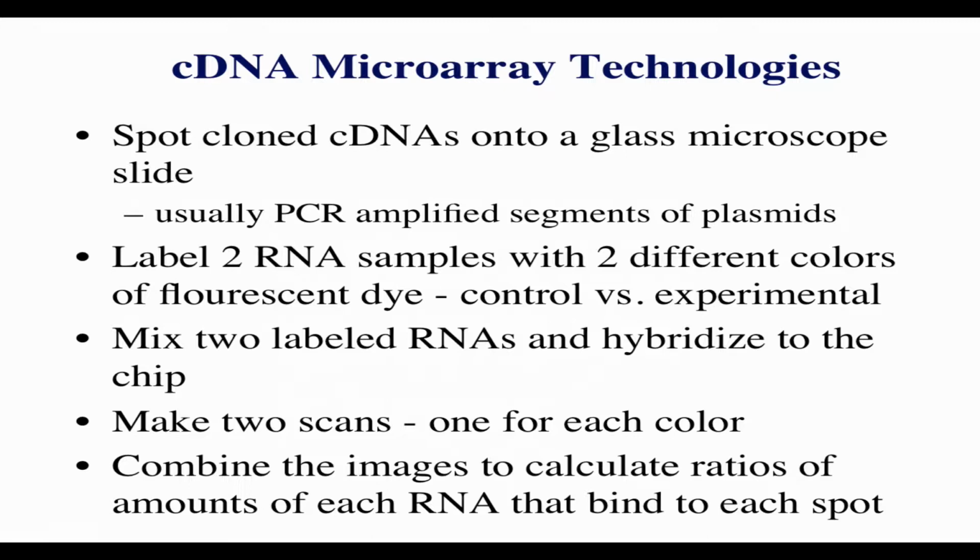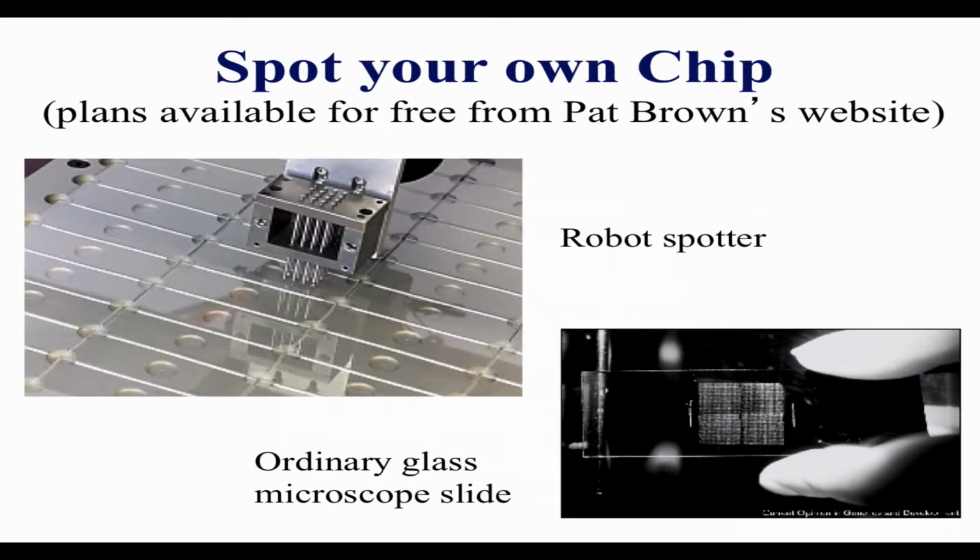Now you want to prepare your sample. RNA from 2 different samples. We'll call them cancer and normal, just as an example. In the cDNA example, you tend to label those 2 RNAs in different fluorescent labels, different colored fluorescent dyes, mix them together, hybridize onto your spotted array, and then expose and collect fluorescent image data in those 2 different wavelengths. So you excite and collect in a fluorimeter. Make 2 scans, essentially 1 for each color. Combine the scans and calculate the ratios for each spot.